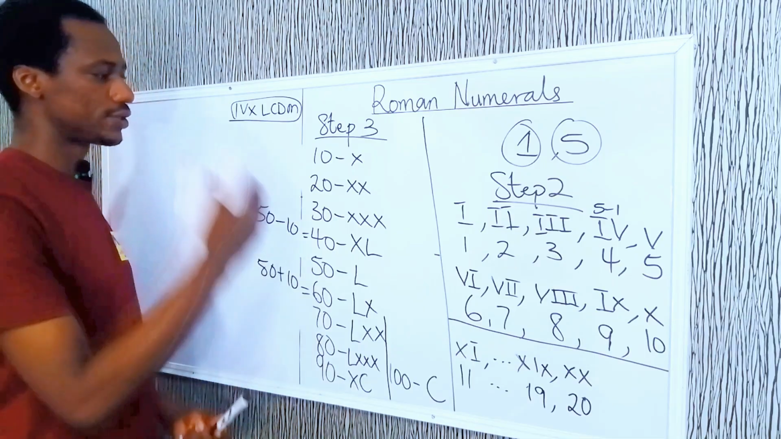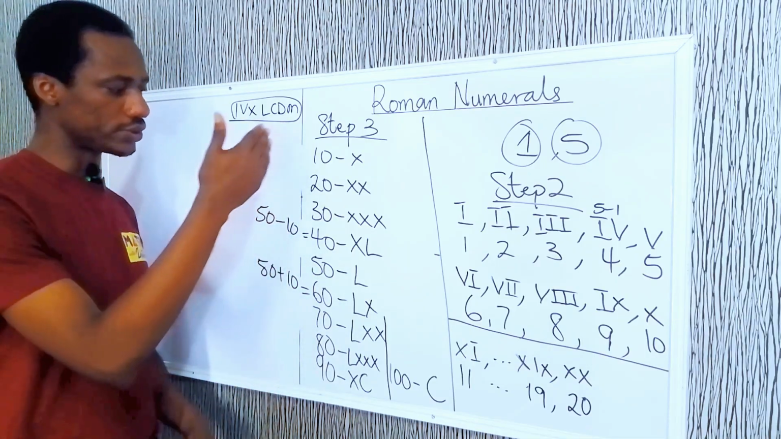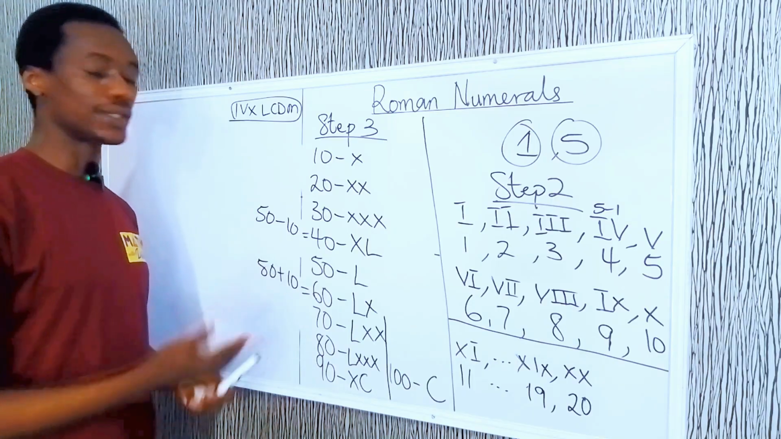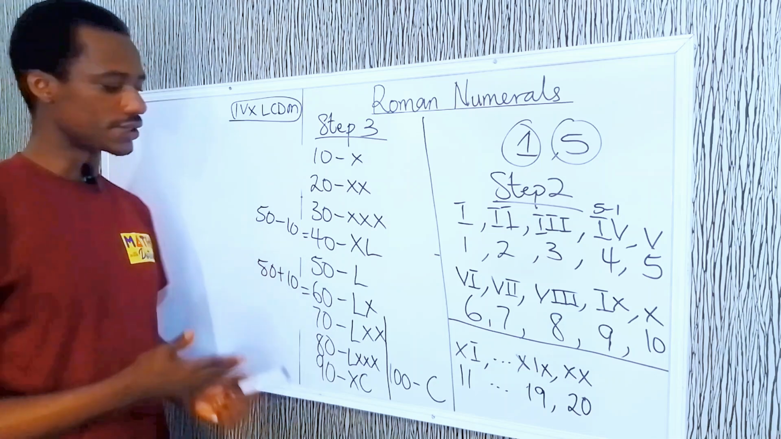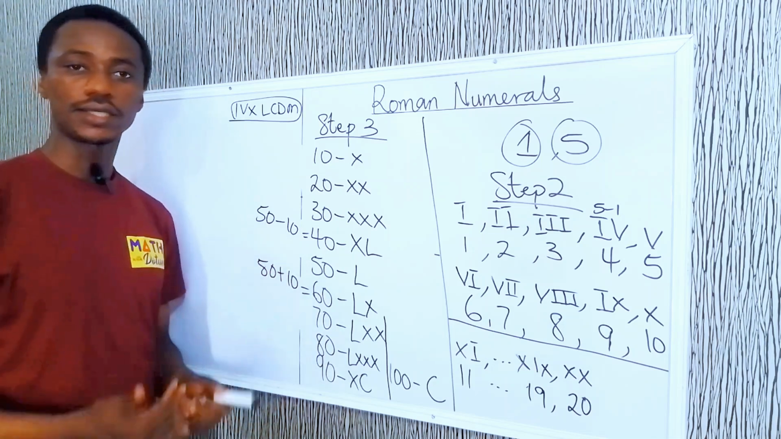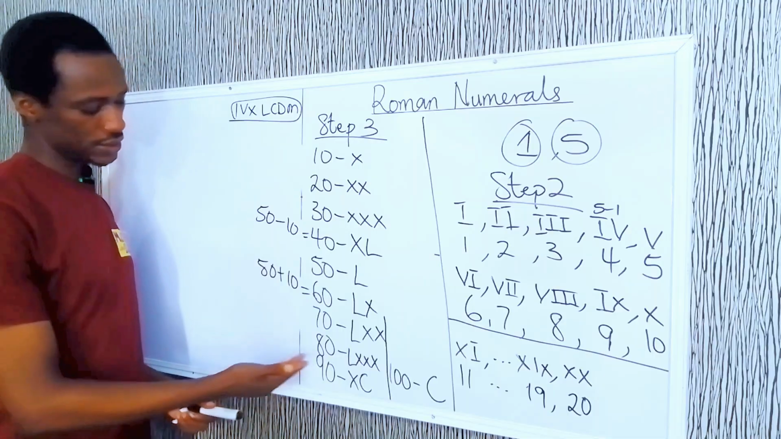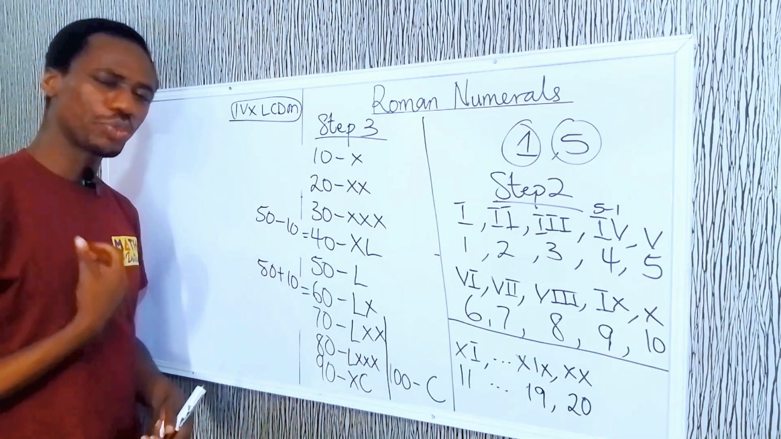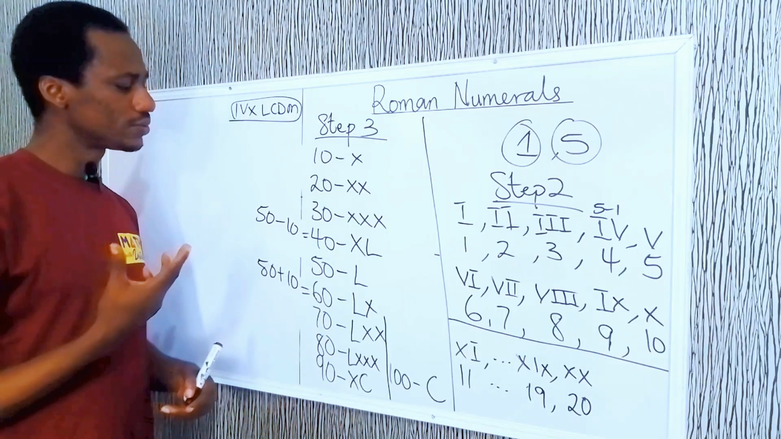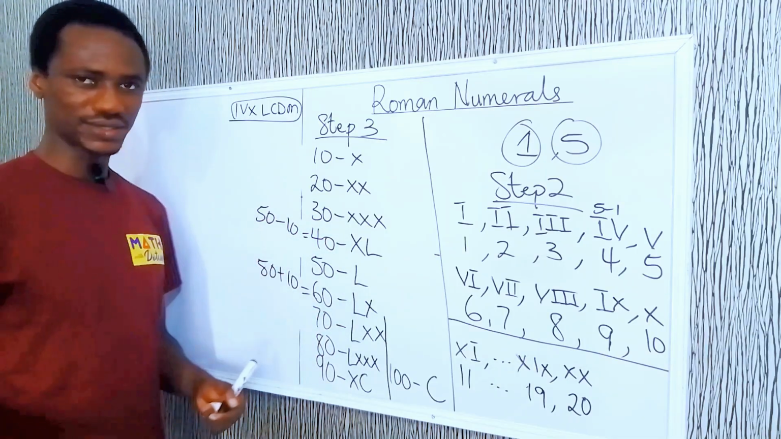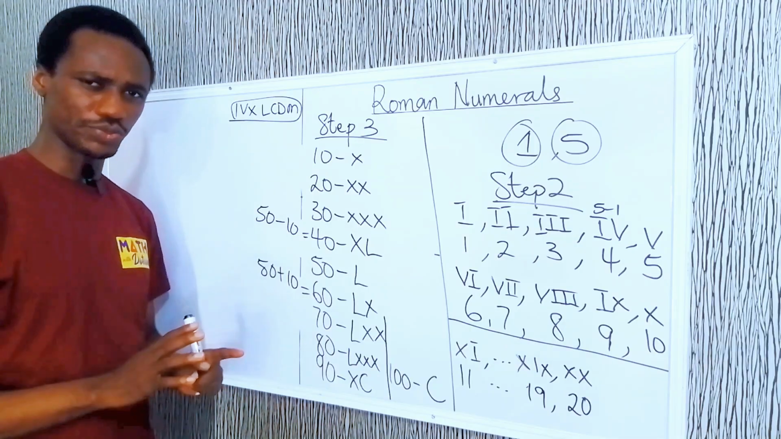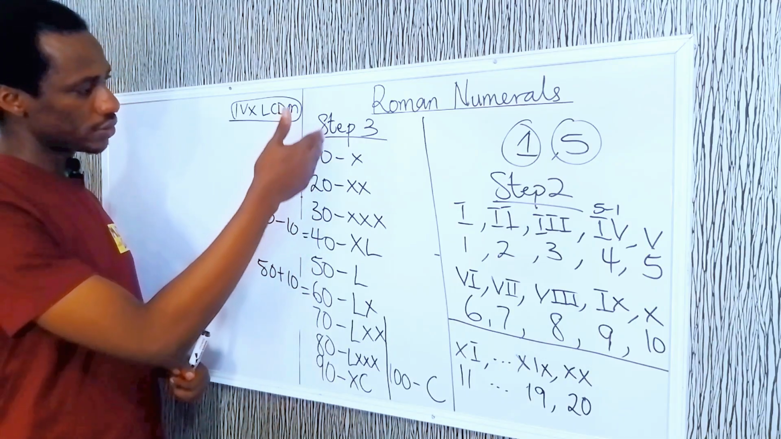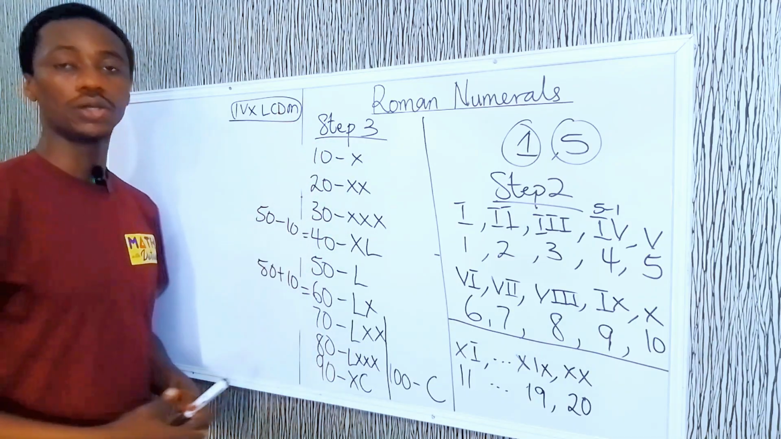And after that, step 3 is for you to be able to remember your 10 to 100. You know that 10 is X, 20 is XX, 30 XXX, 40 XL, 50 L, 60 LX, 70 LXX, 80 LXXX, and 90 XC. And as you're learning this, you're paying attention to why 40 is XL and why 60 is LX. And you remember the addition and subtraction principle. That's it. So that's step 3, going from 10 to 100.